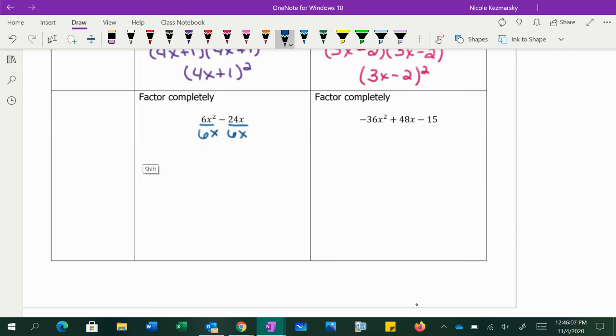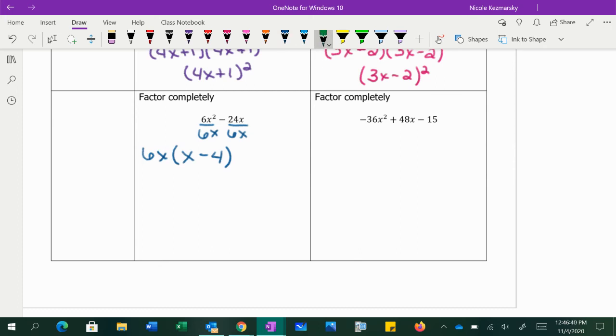So if I divide out 6x, that means I'm going to have 6x times 6 divided by 6 is 1. X squared divided by x leaves me with an x. Then negative 24 divided by 6 is 4. And the x's get canceled out. And so that's all I have to do, because what's left inside the parentheses is not an x squared. It's just an x. So if we've gotten this down to just x's, we've done our job.